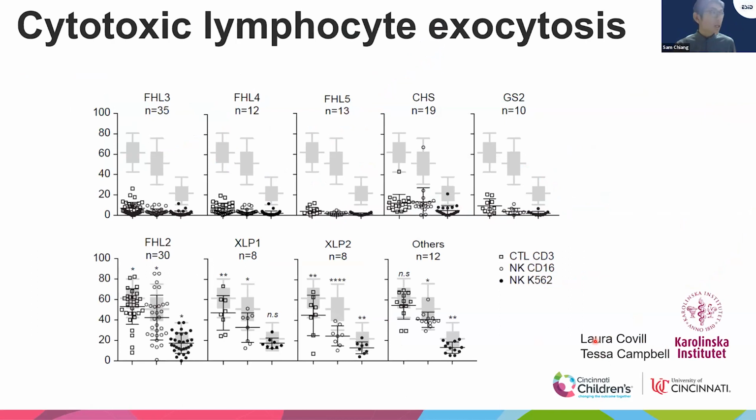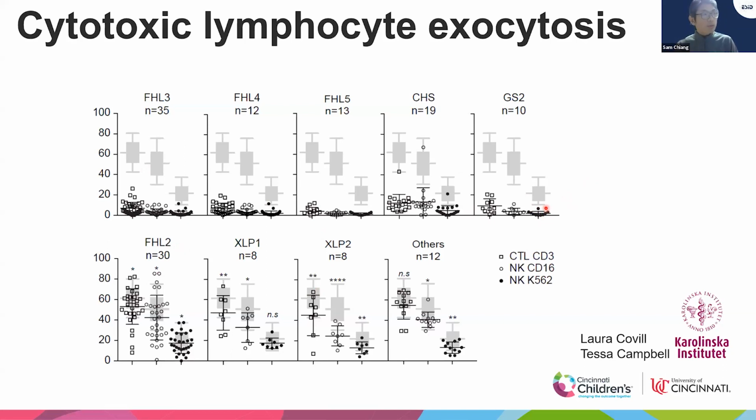This is more than 10 years worth of data. On the top row, you will see genes where we know that cytotoxic lymphocyte exocytosis is affected. On the bottom row are IEIs that should not affect cytotoxic lymphocyte exocytosis. There's more than 90 patients here. So at the time when we started, the standard was K562 stimulation. You get PBMCs and you throw in some K562 and you look at CD107A, degranulation or exocytosis.